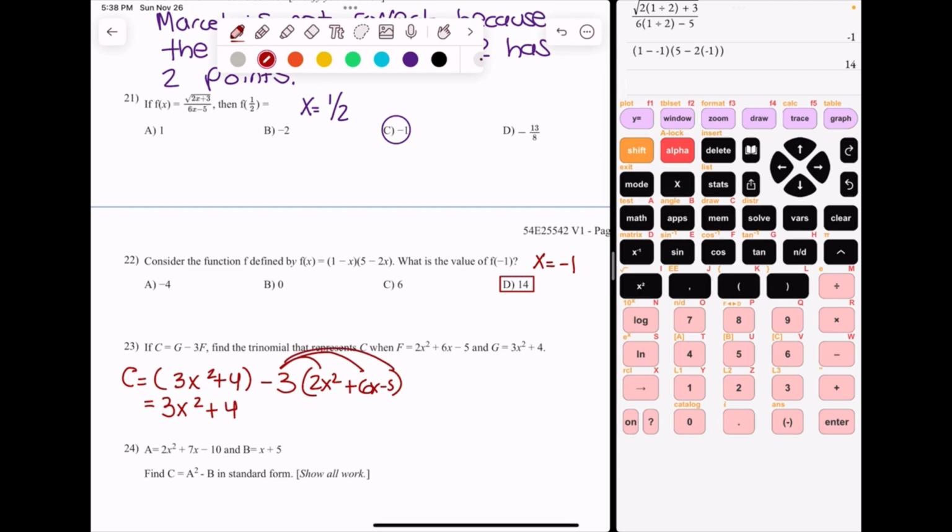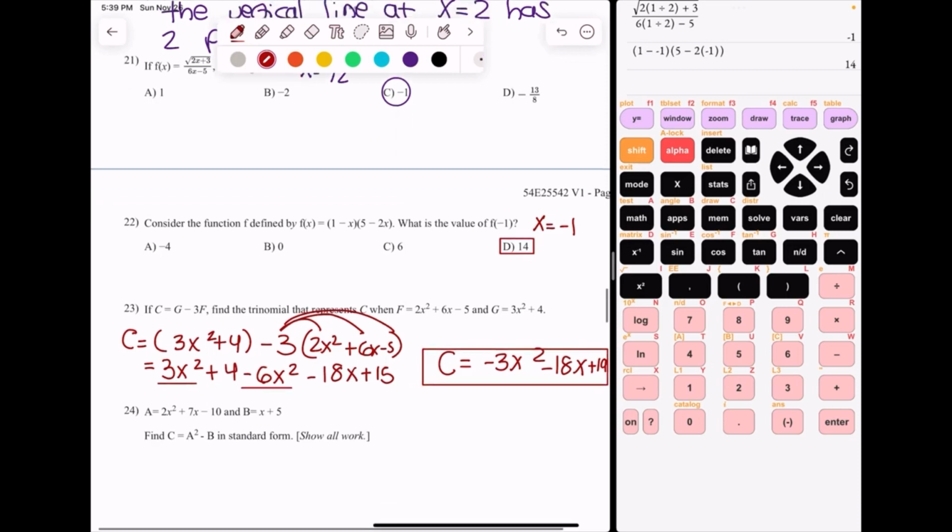-3 times 2x squared is -6x squared. -3 times 6x is -18x. And -3 times -5 is +15. And now let's put together our like terms. C equals 3x squared minus 6x squared is -3x squared. Then bring the -18x. 4 plus 15 is 19. And this is our final answer.